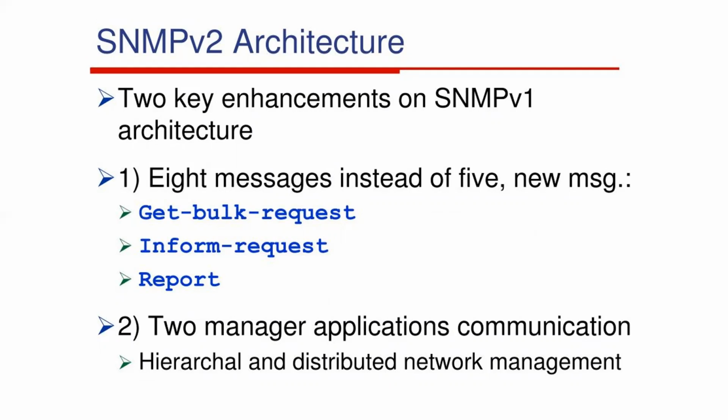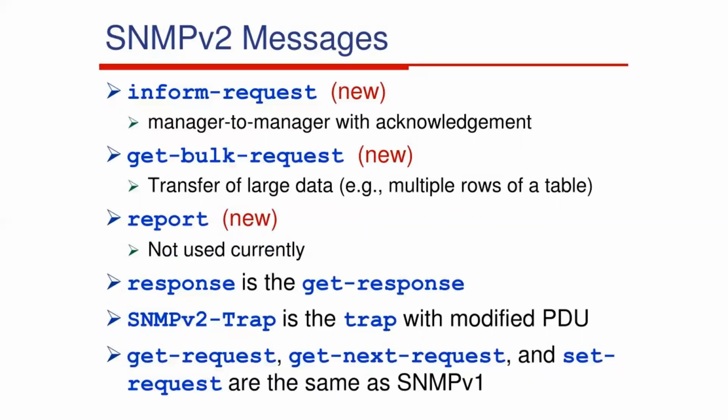This architecture, compared to version 1, has two key enhancements. What does that mean? Eight messages instead of five: the new messages are get bulk request, inform request and report. Second point, two manager applications can communicate, enabling hierarchical and distributed network management. And then we come to the version 2 messages.